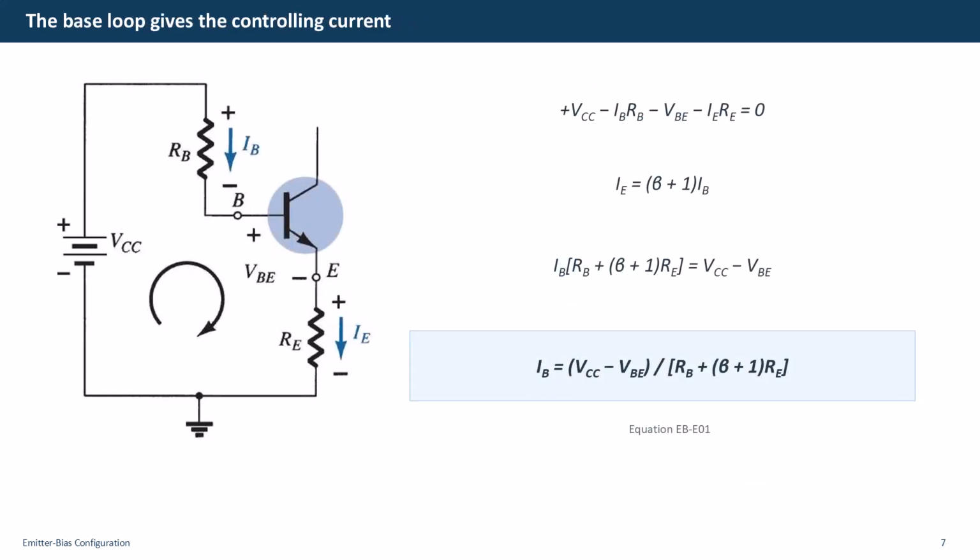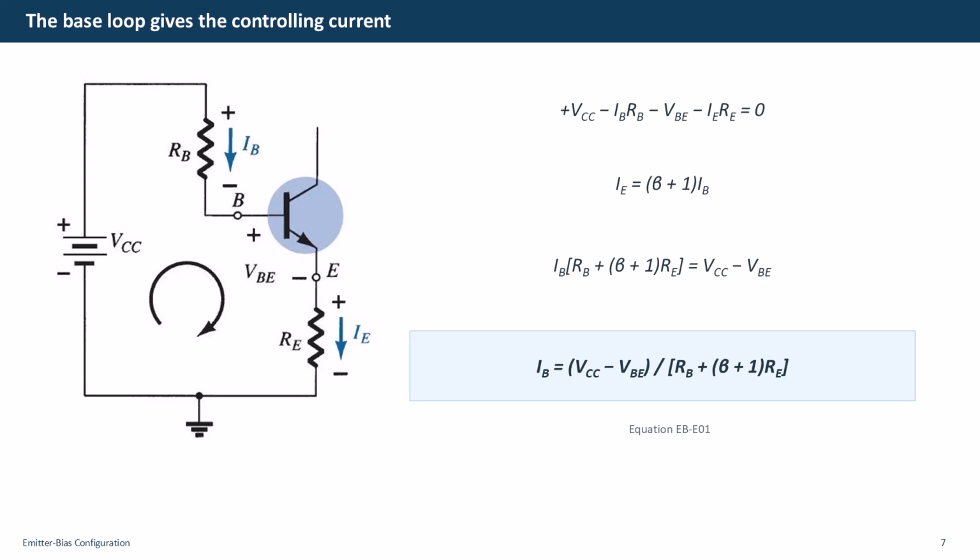Apply Kirchhoff's voltage law clockwise around the base emitter loop. The supply VCC is a rise. The voltage across the base resistor, the base emitter junction, and the emitter resistor are drops. This gives VCC minus IB RB minus VBE minus IE RE equals 0.